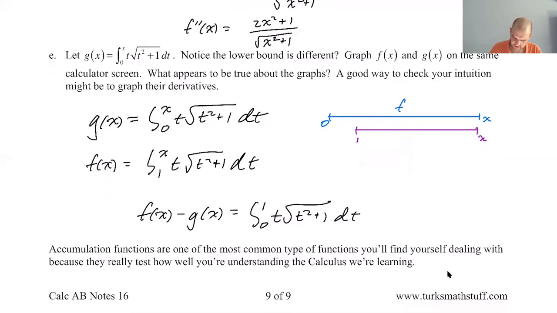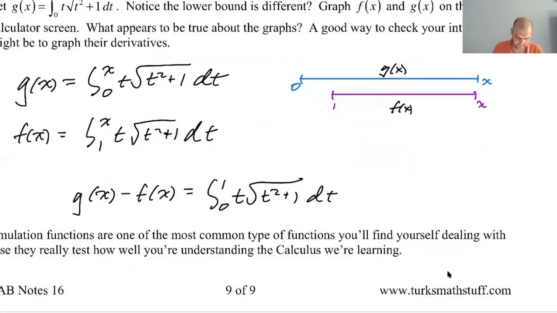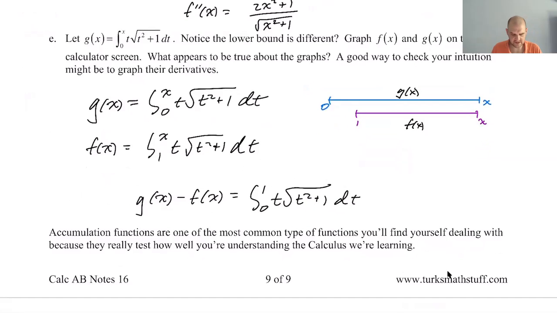So this was flipped, I think. This is g of x and this is f of x. So if I do g of x minus f of x, it should give me the integral from 0 to 1. Since that integral is going to be positive, it's telling you g of x is above f of x, which we saw when we graphed it. So they're just vertical shifts, very cool.